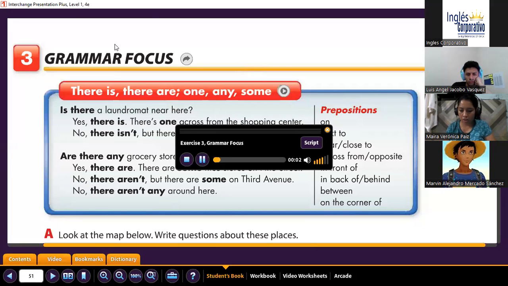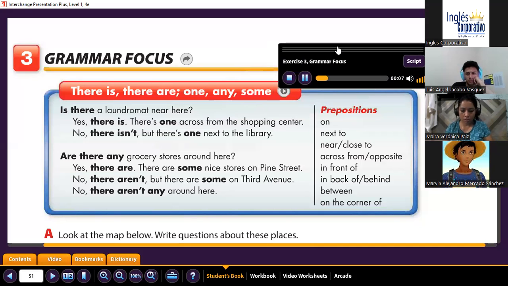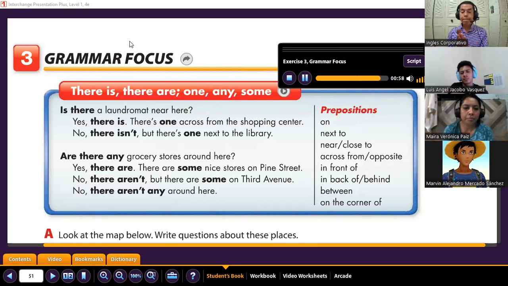Page 51, exercise 3, grammar focus. There is, there are. One, any, some. Is there a laundromat near here? Yes, there is. There's one across from the shopping center. No, there isn't, but there's one next to the library. Are there any grocery stores around here? Yes, there are. There are some nice stores on Pine Street. No, there aren't, but there are some on 3rd Avenue. No, there aren't any around here. Prepositions. On. Next to. Near. Close to. Across from. Opposite. In front of. In back of. Behind. Between. On the corner of.